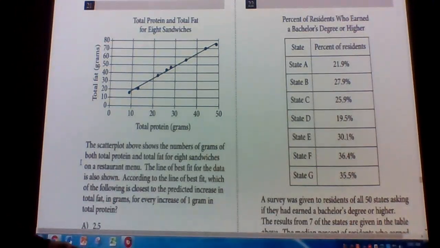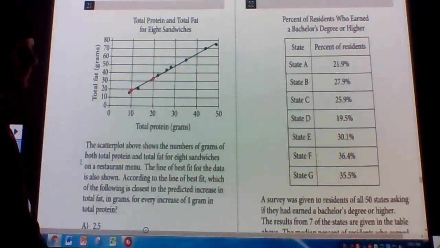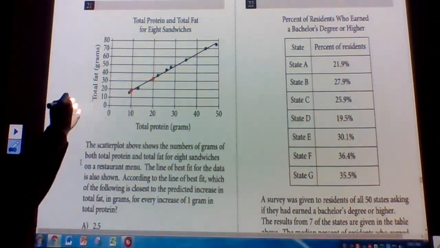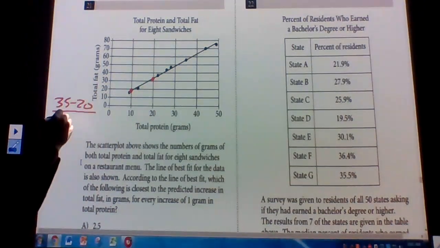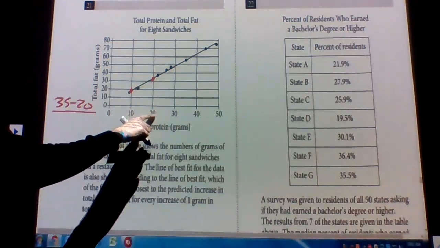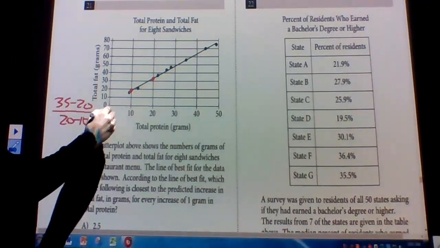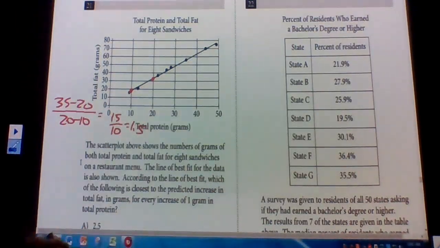So I'm just going to pick 2 points here. And then we can estimate, right? So that looks like it's about 20 and 35. So I'm going to do 35 minus 20 over 20 minus 10. Okay, that's going to give me 15 over 10, which is basically going to be 1.5 if you put it in the calculator. 3 over 2 is 1.5.